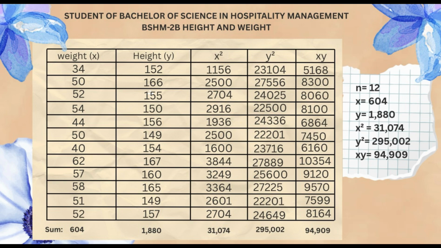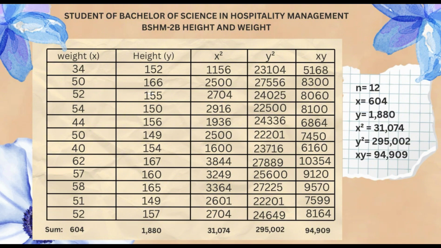So this report represents the height and weight data of students from Bachelor of Science in Hospitality Management. The data set consists of 12 students where weight or X is measured in kilograms and height or Y is measured in centimeters. The data will be organized to compute values such as x squared, y squared, and the product of x and y for each student. After this computation, the sum of x, y, x squared, y squared, and xy will be calculated to analyze patterns and relationship within the data set.